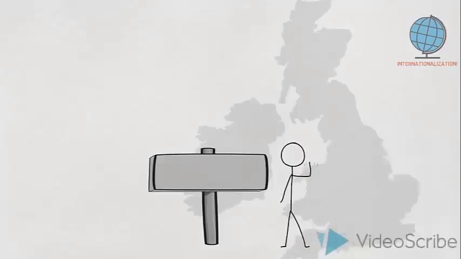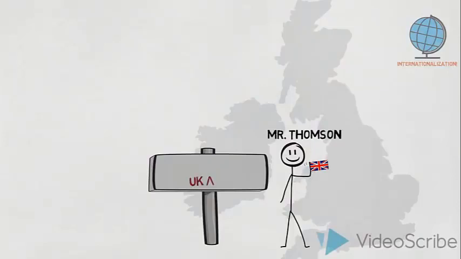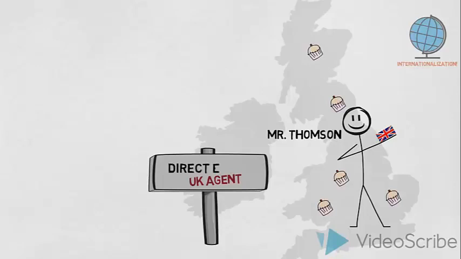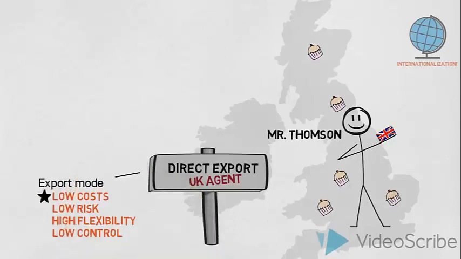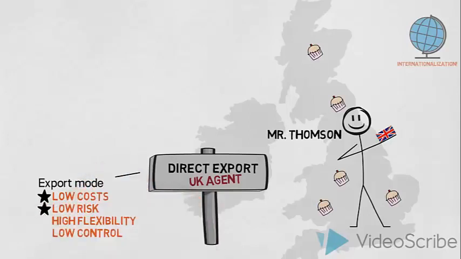French Cakes also has another suggestion. Meet Mr. Thompson. Mr. Thompson is a UK-based agent. He would be happy to represent French Cakes and sell their products to appropriate intermediaries around the UK. Using Mr. Thompson would be using a direct export mode. The characteristics of export modes are low costs, as French Cakes would not need to set up any facilities, start production or hire staff. Low risk, as the investment is low, French Cakes will not be taking a great risk with this setup.